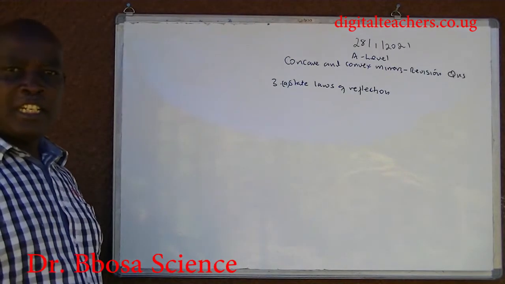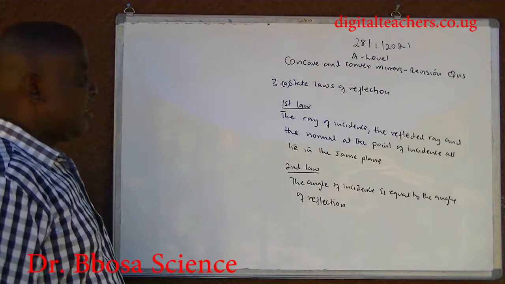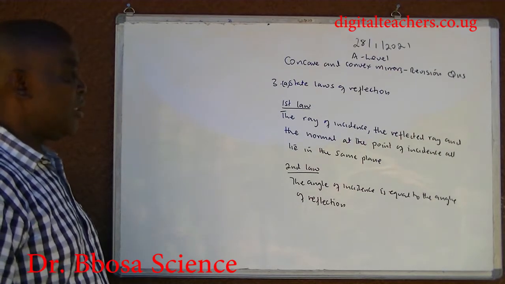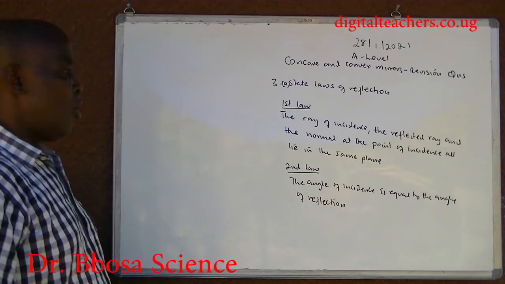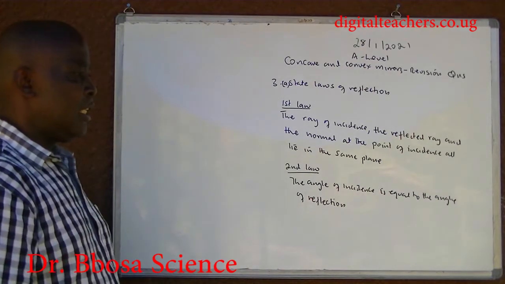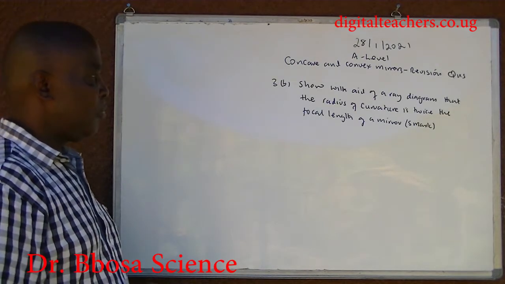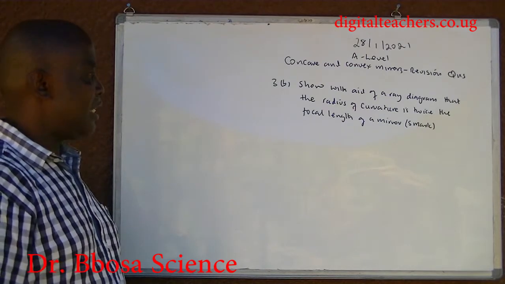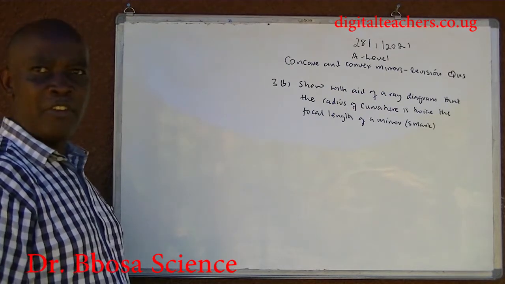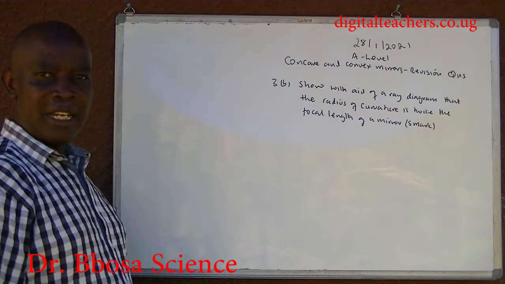3A, state laws of reflection. You can pause and answer. First law, the ray of incidence, the reflected ray, and the normal at the point of incidence all lie in the same plane. Second law, the angle of incidence is equal to the angle of reflection. Number 3B, show with aid of a ray diagram that the radius of curvature is twice the focal length of a mirror. 5 max. You can pause and answer.